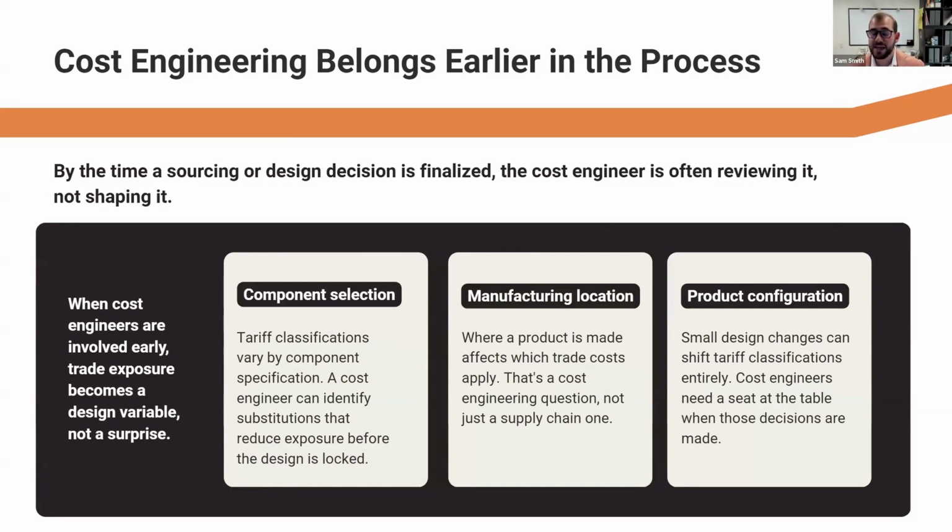At the stage of selecting a manufacturing location, we can model the full cost difference between producing in one region versus another, including trade costs, before capital ever gets allocated. Once those decisions are made, our options narrow significantly. We're no longer evaluating alternatives, but managing the consequences.